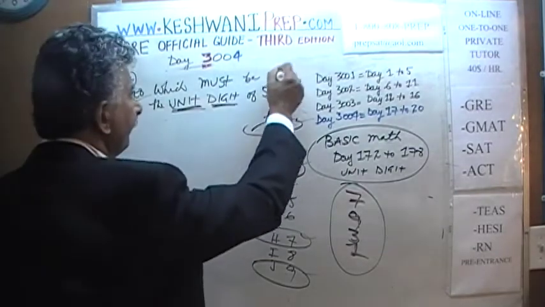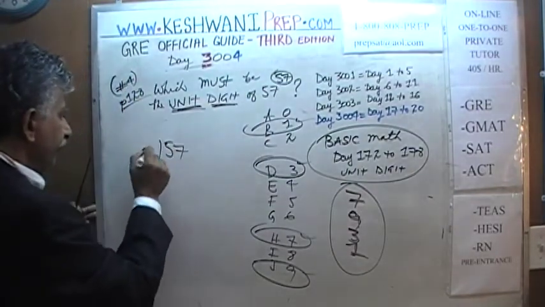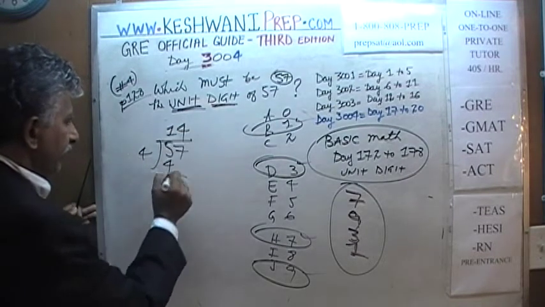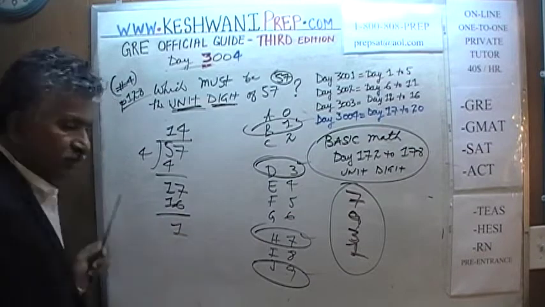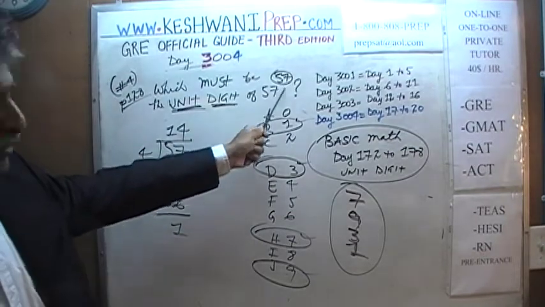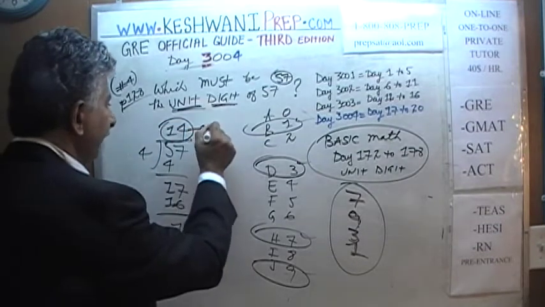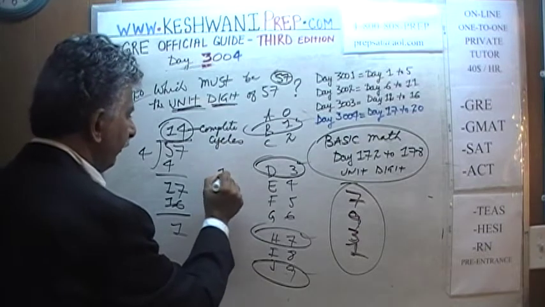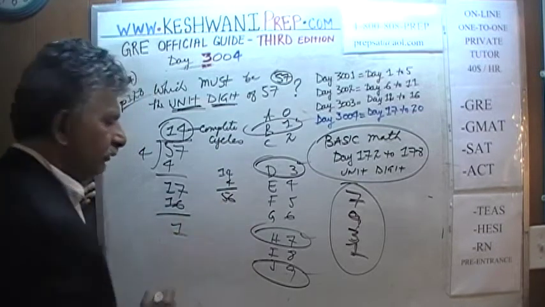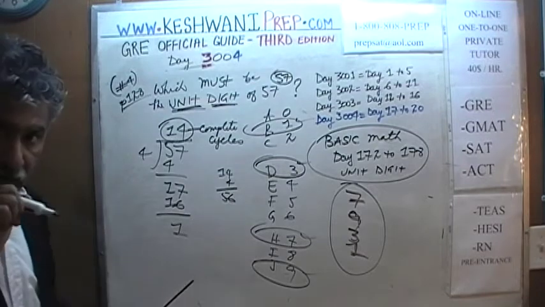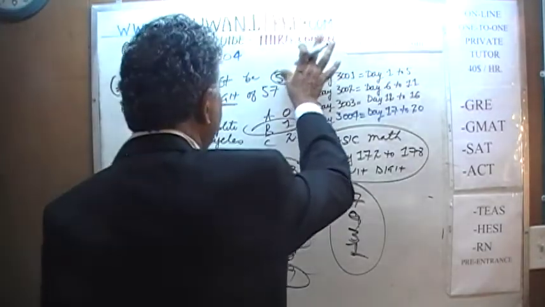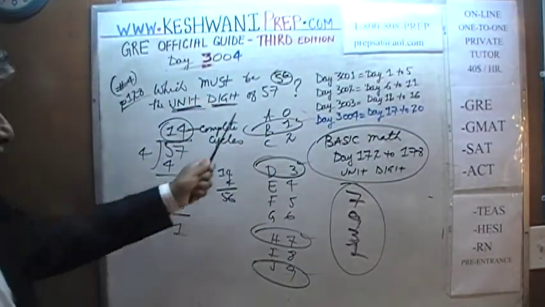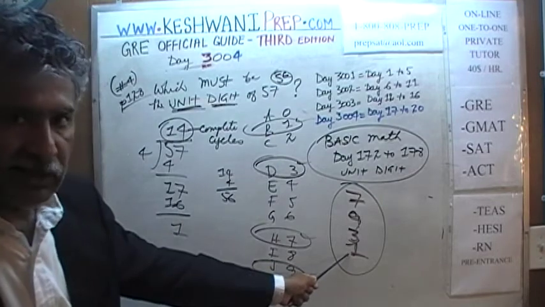We have 57 here. So if you divide 57 by 4, 5 has 1 4, 7 comes down, and 17 has 4 4s. What this tells us is that if you have 57 raised to 57, it will have 14 complete cycles. Of course, because 14 times 4 is 56. In other words, 57 raised to 56, which has 14 complete cycles, will end in a 1, because the cycle ends at 1.